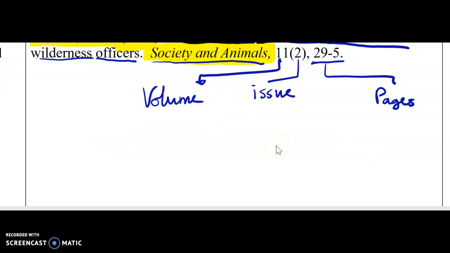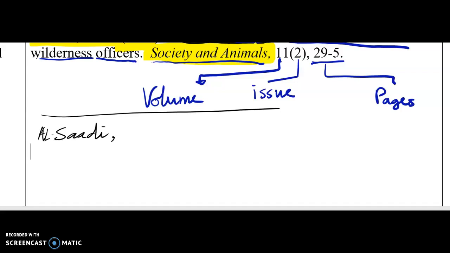Here's another example. The author name, for example, Al-Saadi, comma, Said, open bracket, 2010, close the bracket, put a full stop, then write the title of the article, for example, writing difficulties.